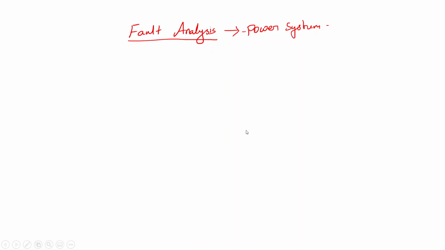So fault analysis will help us to design the protection devices or circuit breakers. So how much current will occur during a fault in the power system. This fault analysis can be given in two types. One is symmetrical fault, and one more is unsymmetrical fault.